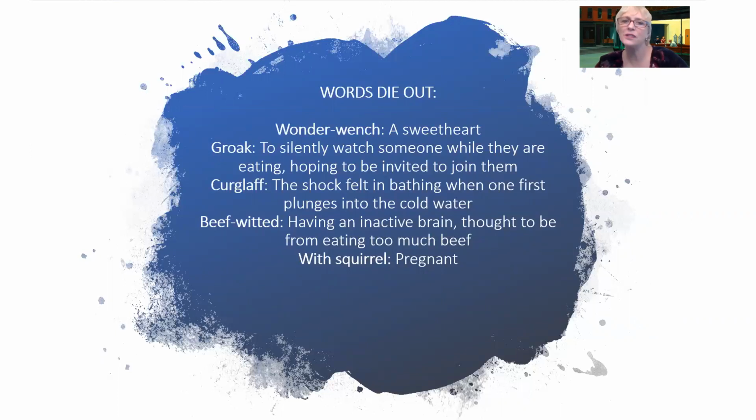A kerglaff is the shock felt in bathing when one first plunges into cold water. If you are beef-witted, you have an inactive brain thought to be from eating too much beef. And instead of saying pregnant, they would say with squirrel. That's a really weird one.